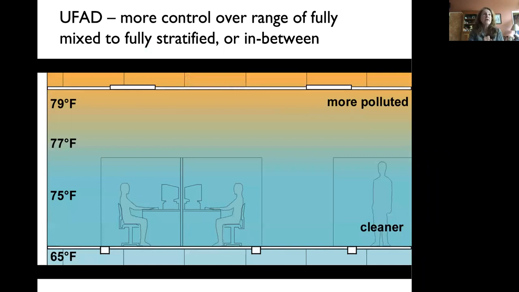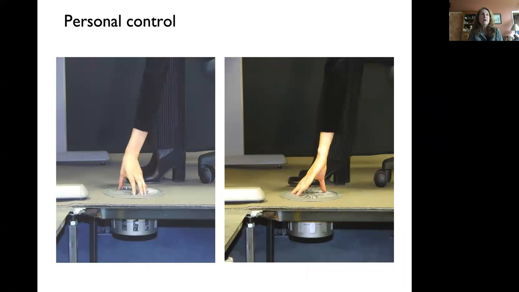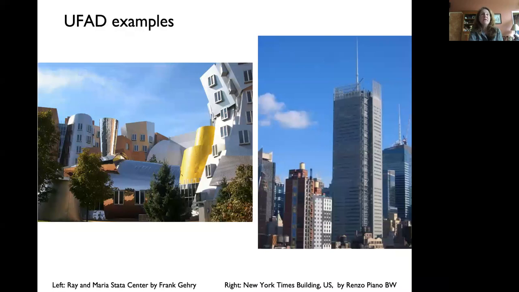So this is just an example of showing some of that stratification, and this is an example showing how you might be able to reach down and move the diffuser yourself. So we've been seeing that build this system in everything from crazy Frank Gehry buildings to the New York Times building. And I've mentioned that UFAD is something that we've done a lot of research on.